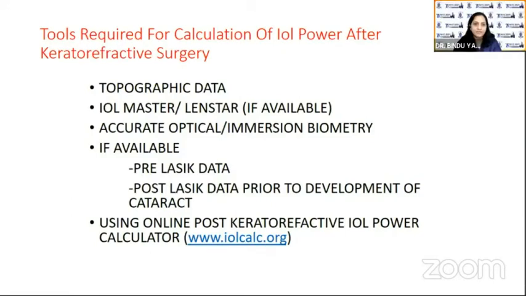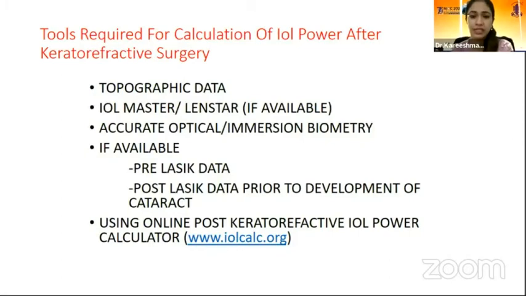Yes. Okay. So the tools required for calculation of the IOL power of any post-keratorefractive surgery would first of all be topographic data, like Dr. Bindu has already highlighted. An IOL Master or a LenStar, basically optical biometry, would always be preferred if available, especially in metro cities where they are now even available on rent. Even if you don't own one, you can always call for it. Otherwise, you should have a constant, accurate immersion biometry, ideally, otherwise optical biometry.